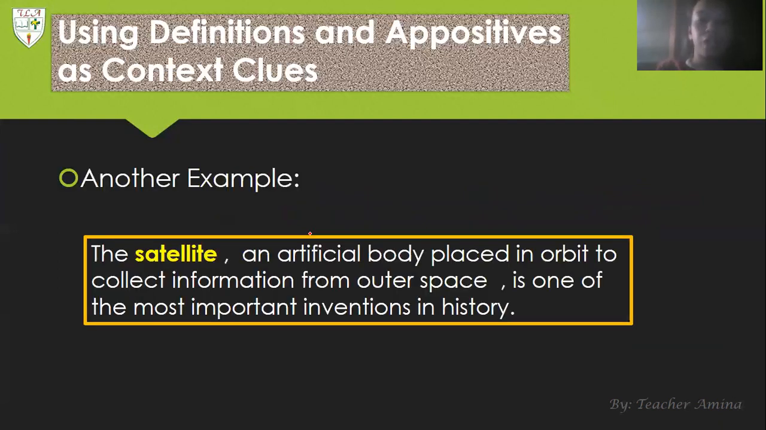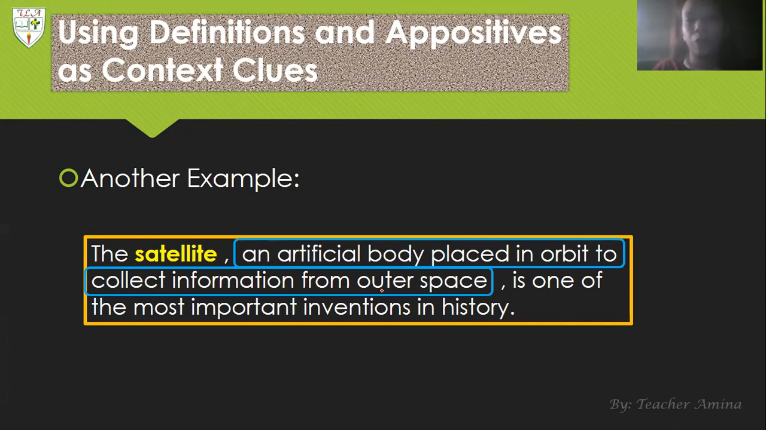Another example is: The satellite, an artificial body placed in orbit to collect information from outer space, is one of the most important inventions in history. So our unfamiliar word here is satellite. So what do you think is the meaning of this word? Okay, that's right. The meaning is an artificial body placed in orbit to collect information from outer space.